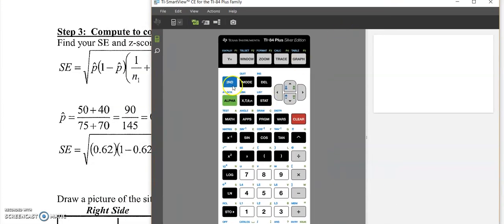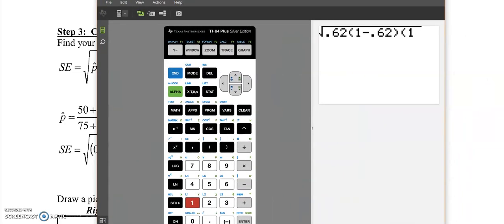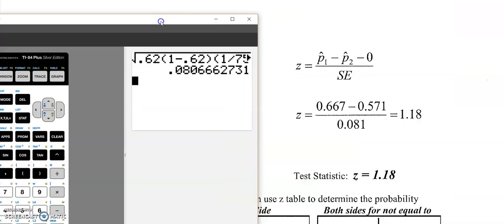So we're going to do the square root, second x squared. We're going to do 0.62 parenthesis 1 minus 0.62 close parenthesis, open parenthesis, 1 divided by 75 plus 1 divided by 70. We're going to close the parenthesis, hit enter, and make sure you get 0.08, let's say 1, depending on how much you round it off.